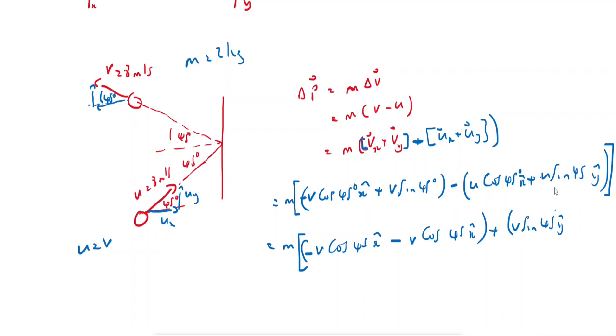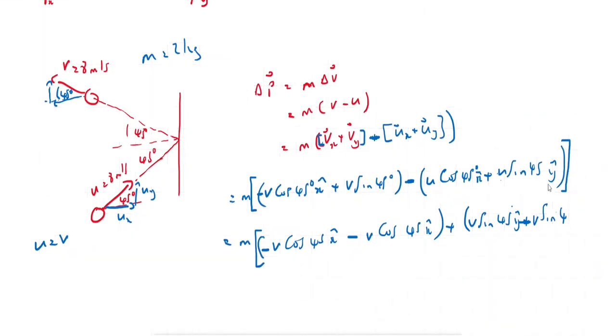And then this y here, where I see u, I'm putting v because they are equal, so it's going to be v sine. But then there's going to be the minus because I'm going to multiply by this minus. So there's going to be a minus here, sine of 45 degrees, okay? Now you can see that this term becomes zero. Which means that the change in momentum is just in the x direction, all right?